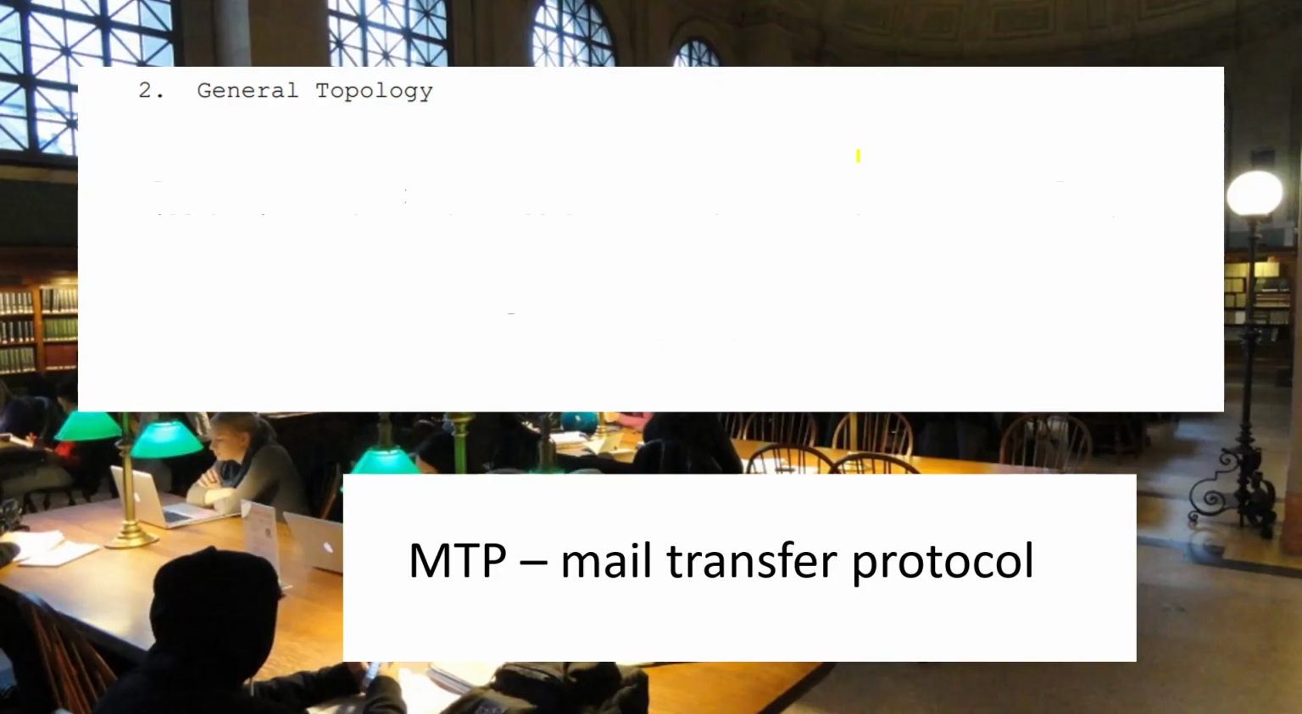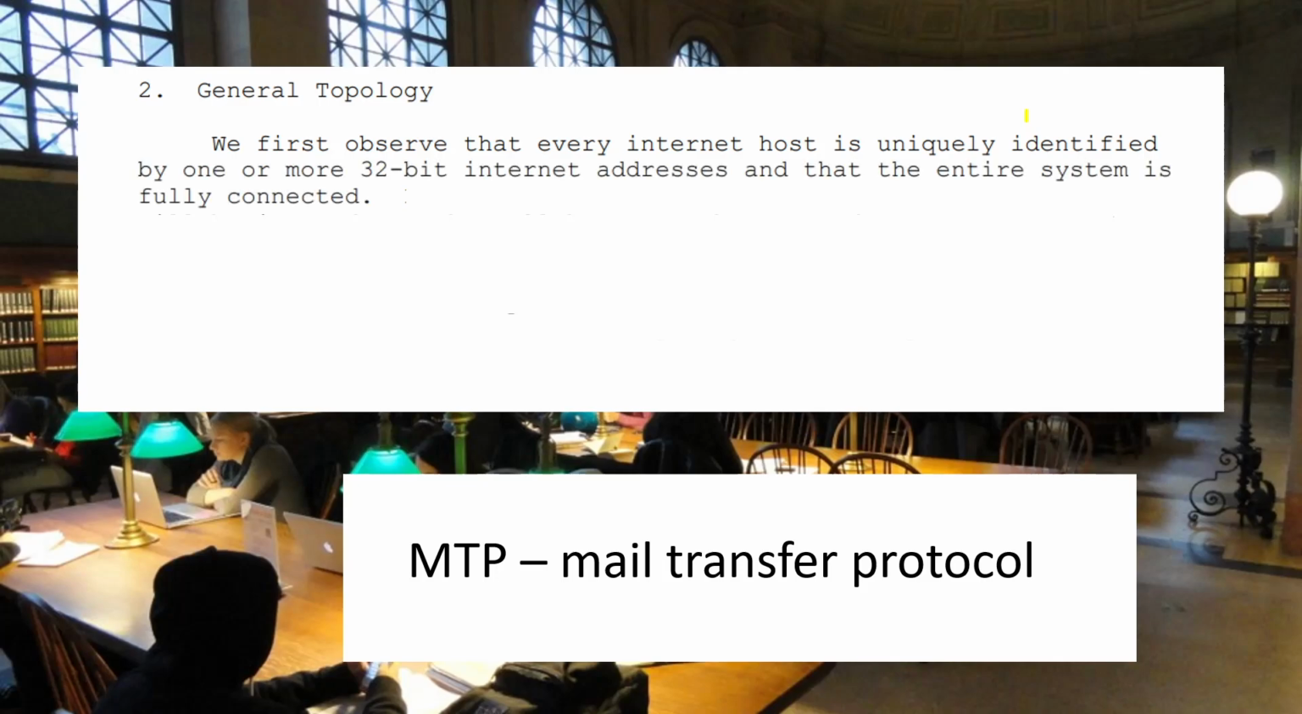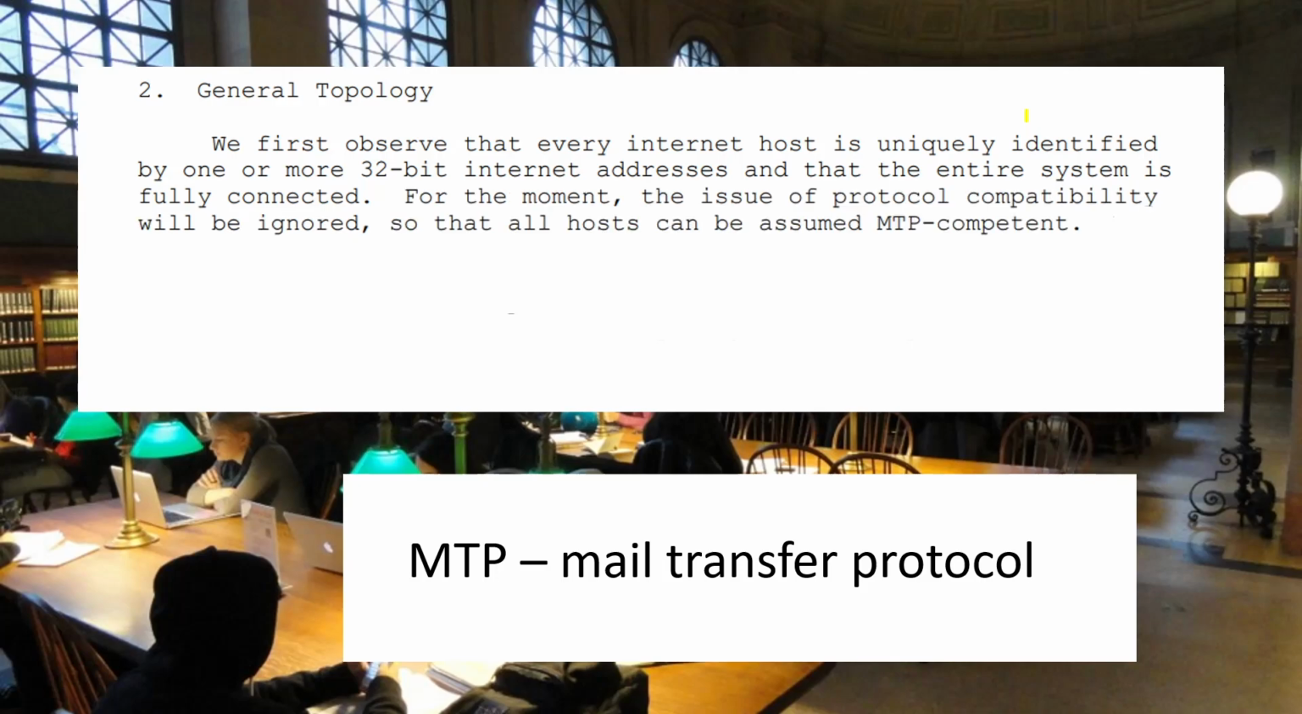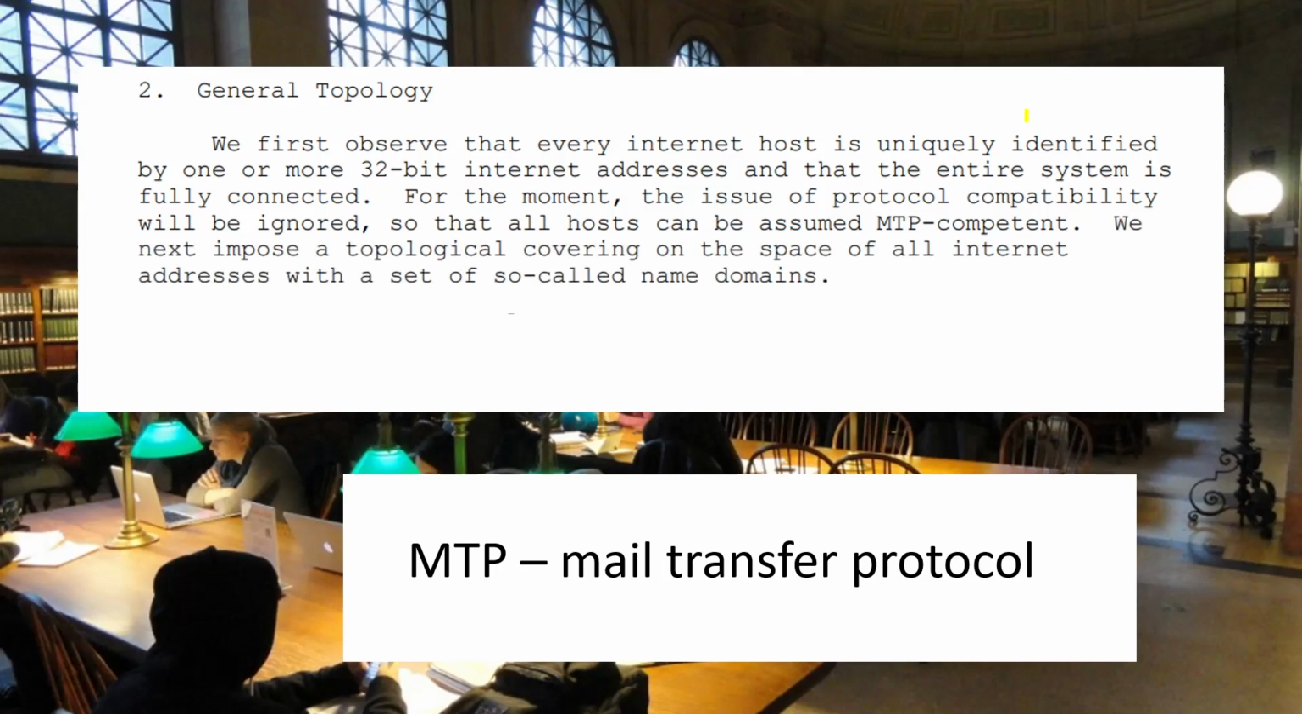Section 2, General Topology. So he's going to set out this new system. We first observe that every internet host is uniquely identified by one or more 32-bit internet addresses, and that the entire system is fully connected. For the moment, the issue of protocol compatibility will be ignored, so that all hosts can be assumed to be competent regarding the mail transfer protocol, which was set out in RFC 780.